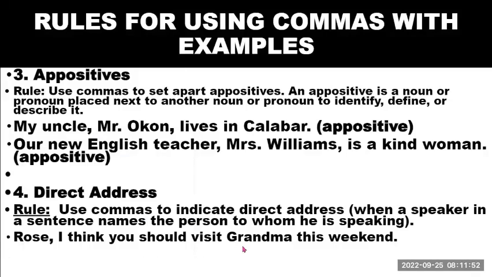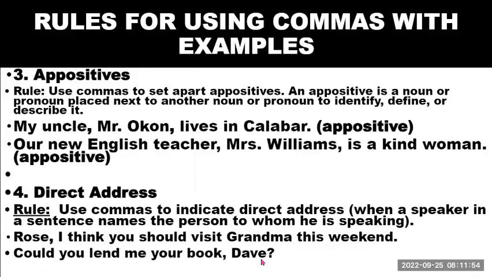Now let's take another example. Could you lend me your book, Dave? Now in this case, I am addressing Dave, and I am requesting Dave to give me his book. And then I am mentioning Dave at the end of my request, but I use a comma all the same to separate the addressee from the rest of the sentence. Could you lend me your book, Dave? So that is the way to use a comma in direct address, okay?